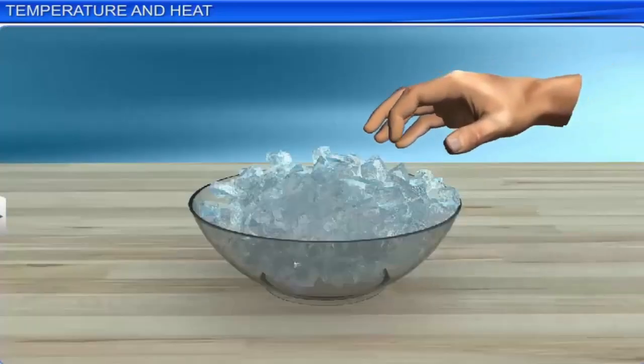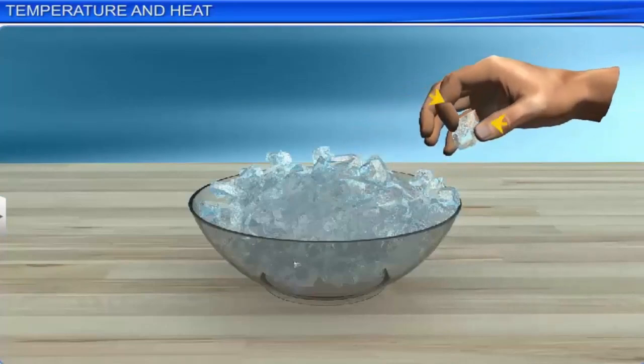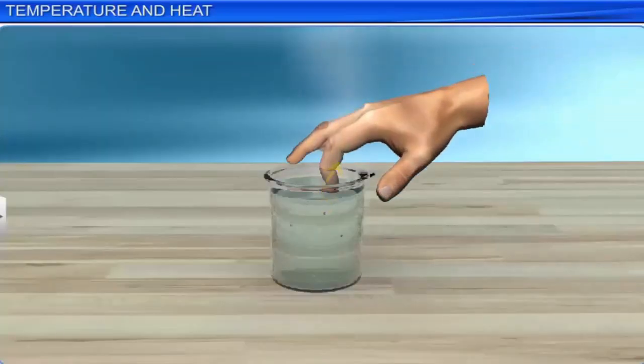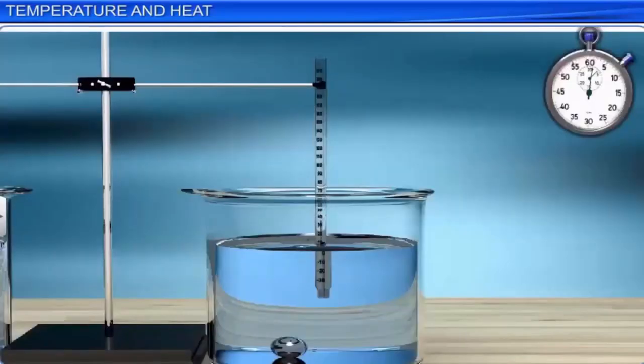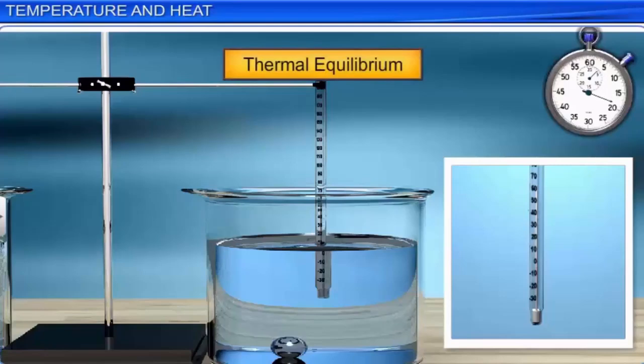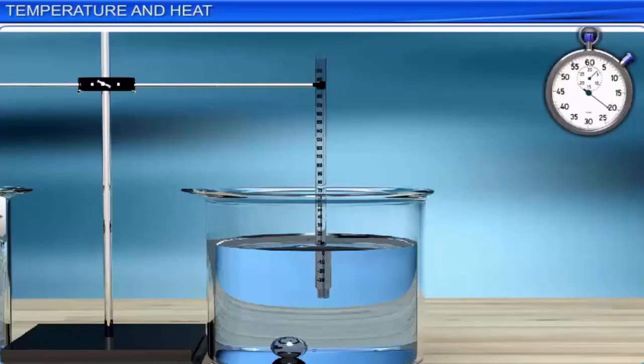When we touch a cold body, heat flows from our body to the cold body. If a hot body is touched, heat flows from the hot body to us. Coming back to the experiment, after a sufficient time, it is observed that the temperatures of the iron ball and cold water are the same. Now we say that both the bodies are in thermal equilibrium. When two bodies are in thermal equilibrium, there will be no net exchange of heat energy between them.